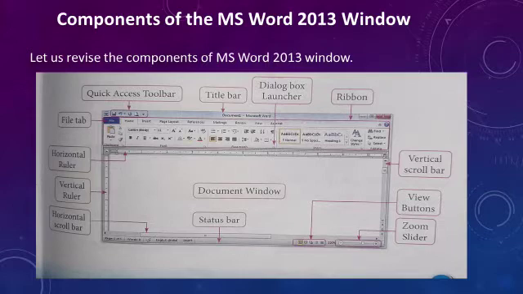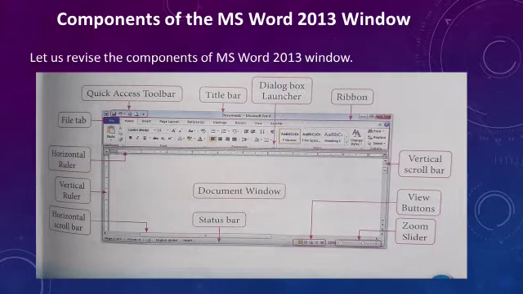The vertical and horizontal scroll bars are used to move the page up and down, and left and right. The vertical and horizontal rulers are used to set the margins. The View buttons and zoom slider are used to zoom in and out. The Status bar shows the current page number and total number of pages.